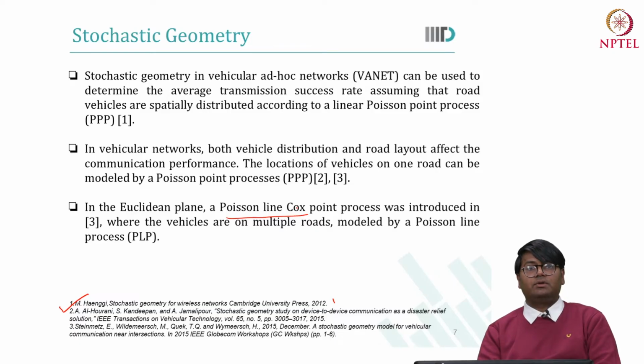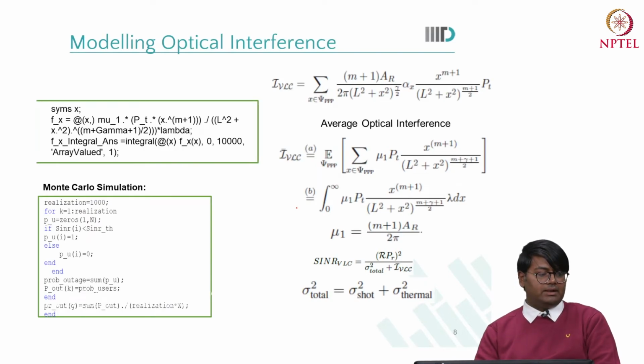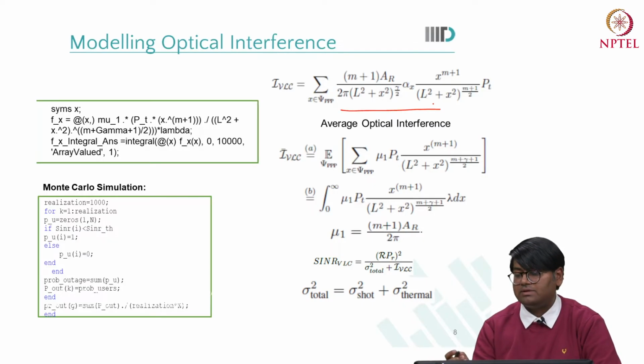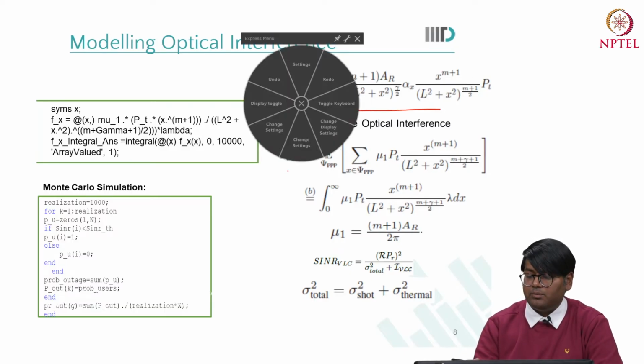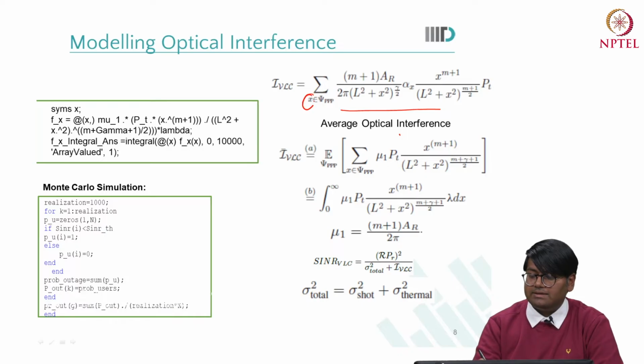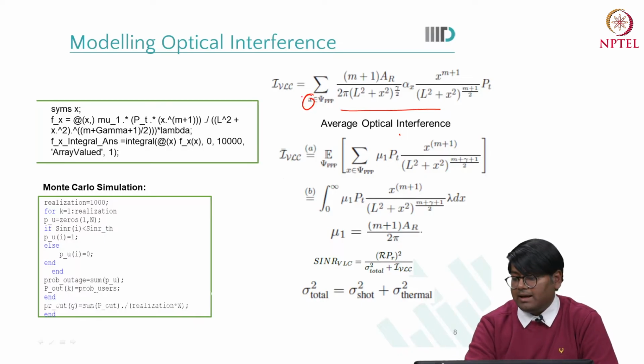So, this is just a brief introduction to stochastic geometry. We request our learners to refer to this book by Martin Haenggi for a more detailed explanation. Now, we come back to our system model where we model this optical interference. One can easily deduce that the optical interference can be expressed in the following form, which we have already discussed. Here, x is Poisson distributed, and the rest of the symbols have their usual meanings.